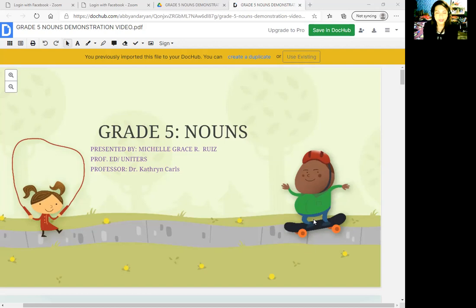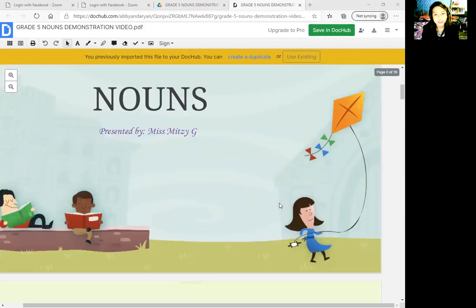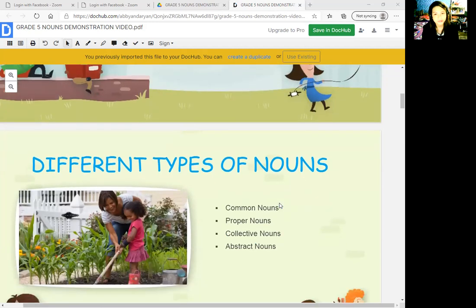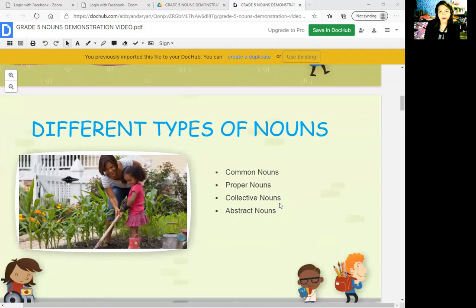So let's begin. To start with, we're going to enumerate the different kinds of nouns. These are common nouns, proper nouns, collective nouns, and we also have abstract nouns. In the English language, nouns are like a big umbrella, and underneath the big umbrella are different kinds of nouns. It's important for us to tell the different kinds of nouns so that when we study the parts of speech, we will be able to identify the nouns correctly.